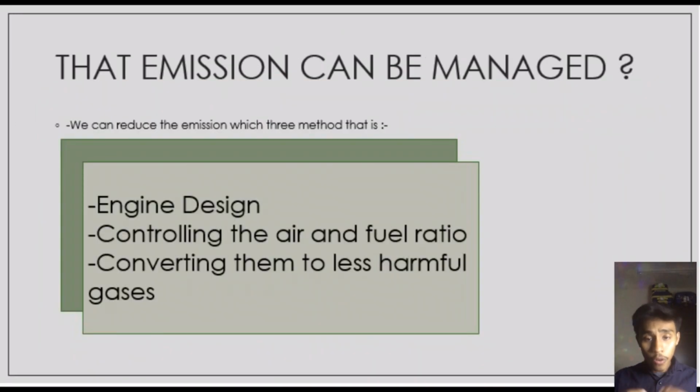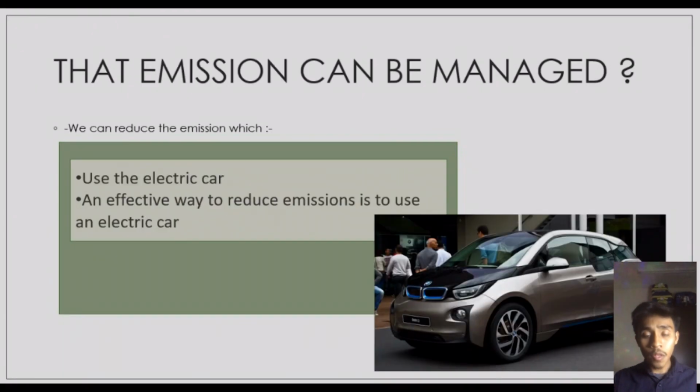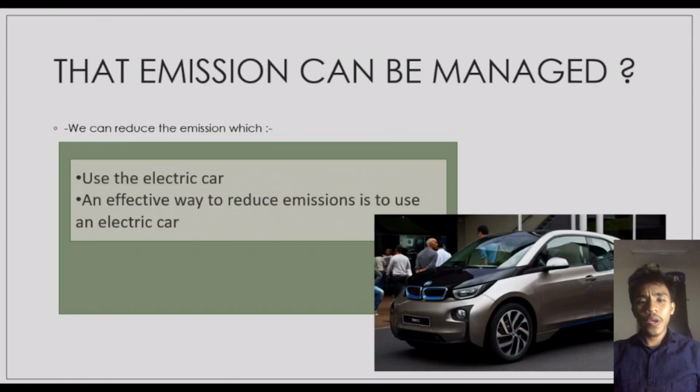So, for the conclusion, we can look at how to manage this emission with three methods. That is engine design, controlling the air, and converting to less harmful gas. Lastly, another method that we can use is the electric car. An electric car is an effective way to reduce emissions and can reduce pollution as well. This is a video explaining the difference between the gasoline car and the electric car.